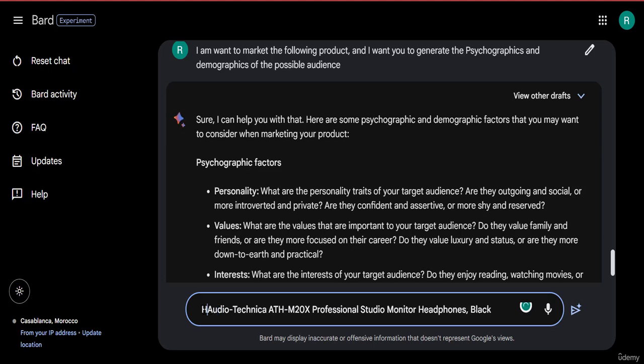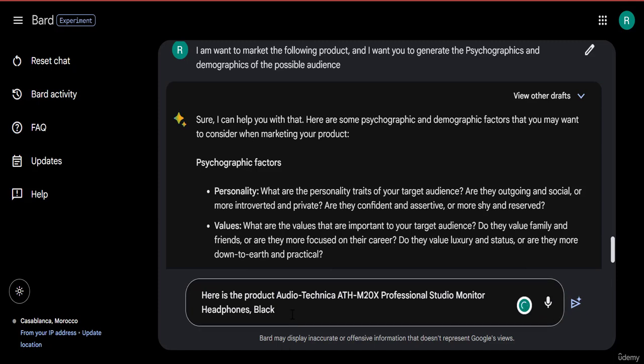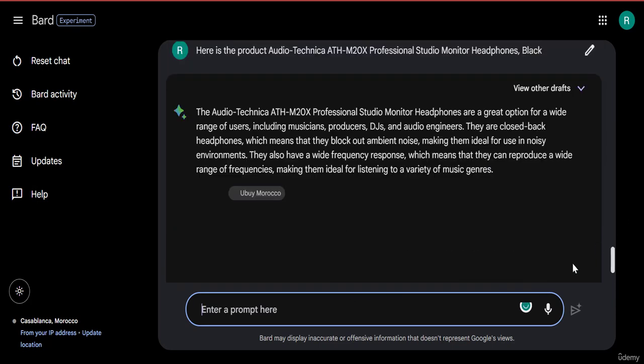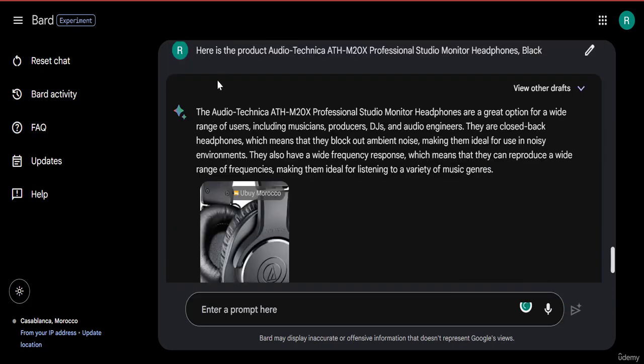Here is the product. Okay, and then I can just enter and wait a second until it basically tells me the demographics and psychographics that possibly might be interested to buy this product, which would have taken me a long time to do in the past. So over here, it's telling us the Audio-Technica mic, great option for a wide range of users, including musicians, producers, DJs, audio engineers.